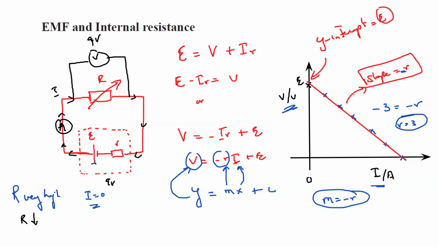So when you work out the gradient of this graph, you will always get a negative value. As you can clearly see, y1 is greater than y2, so definitely the gradient will be negative. And the y-intercept represents the EMF of this cell with an internal resistance.